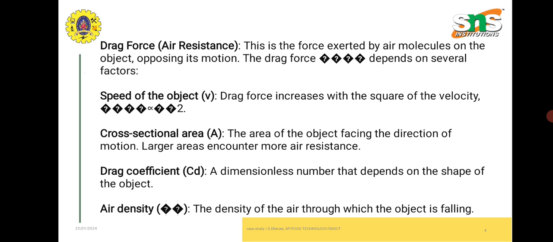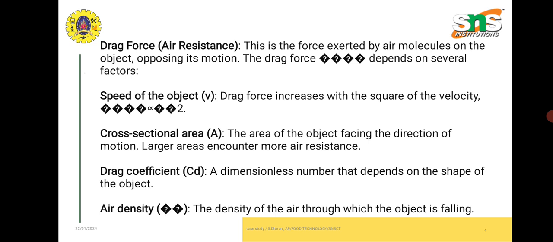Drag force: this is the force exerted by air molecules on the object, opposing its motion. Drag force depends on several factors: speed of the object, cross-sectional area, drag coefficient, and air density. Speed of the object: drag force increases with the square of the velocity.